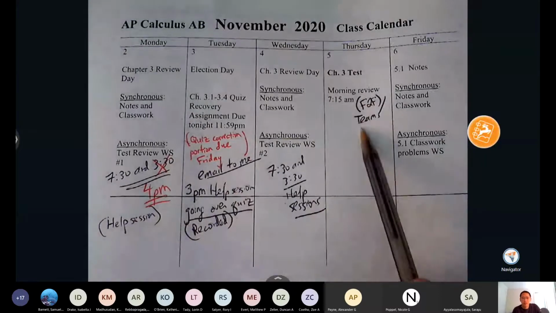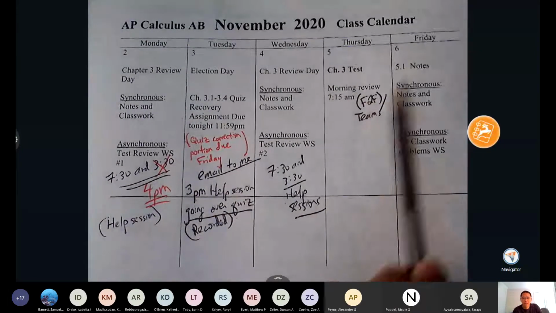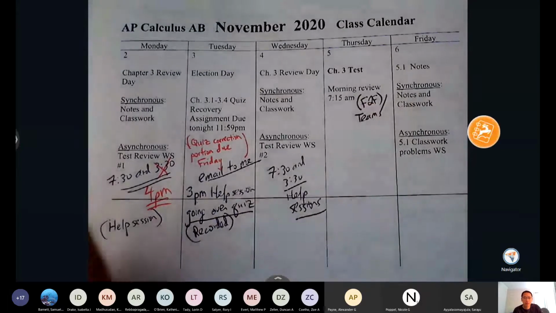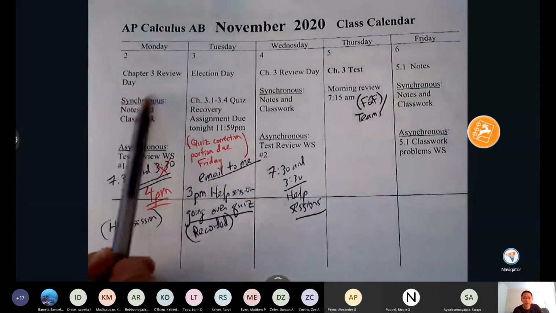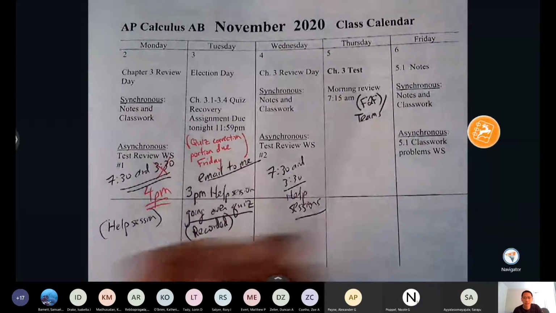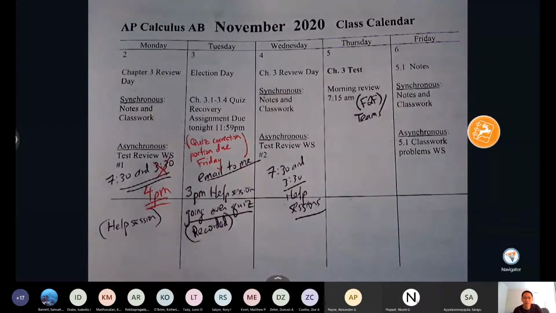The test is still going to be on Thursday. Initially, we were going to have 5.1 notes today, but we lost Friday, so we're just going to spend today and Wednesday doing test review, Thursday test, and then we'll start chapter 5 on Friday.